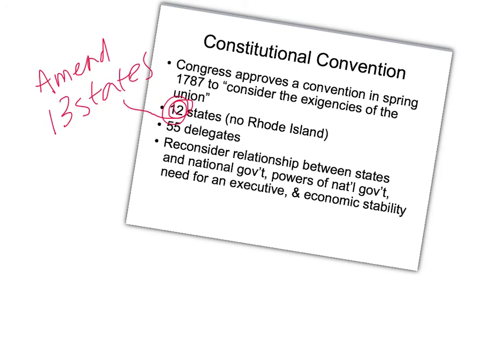55 delegates would represent 12 different states across the entire new nation. They met to reconsider the relationship between the states and the national government, the powers of the national government, the need for an executive or some kind of leader, and they would meet to consider the economic stability of the country. What ended up happening is that they wrote what would become the United States Constitution.